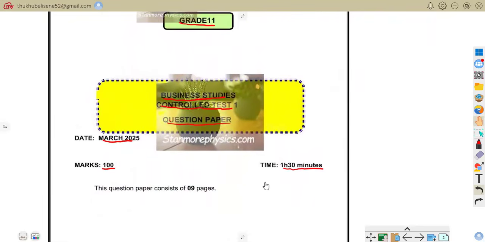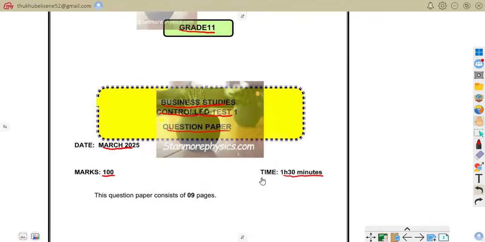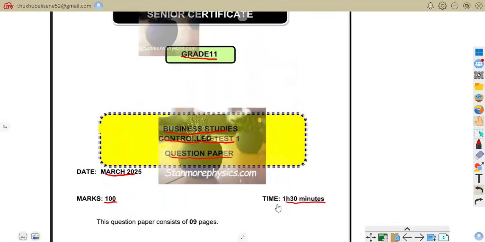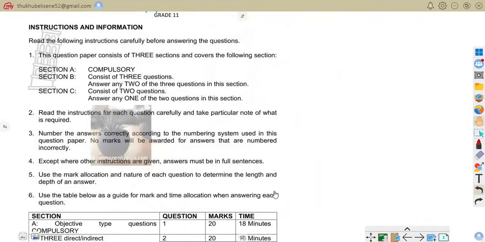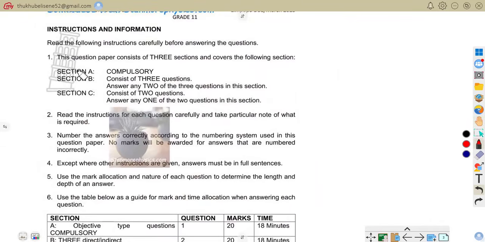This question paper that we are going to prepare ourselves with was written in March 2025. The marks awarded are 100 marks, and you are only to take 1 hour 30 minutes to write this paper. That is that. So now let us go to the instructions and information.